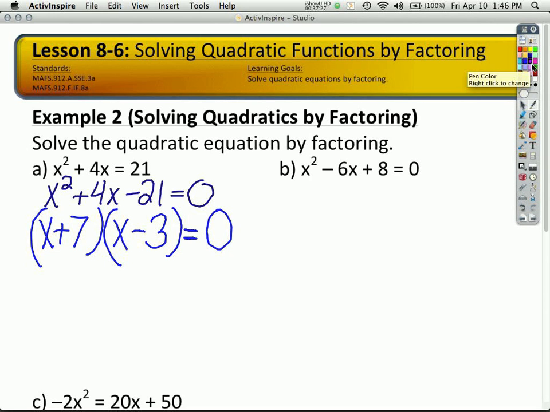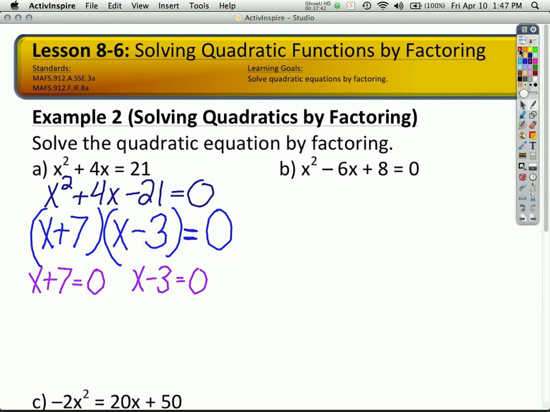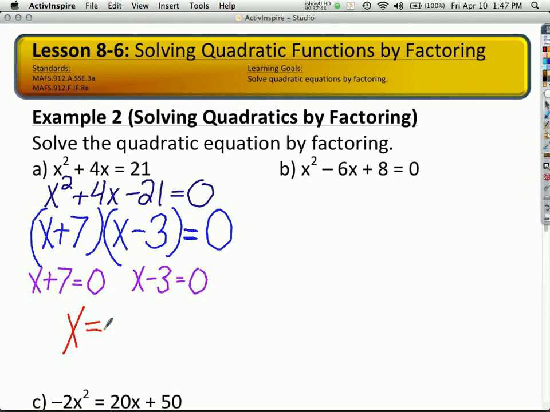Very good. Set each factor equal to 0. So we set x plus 7 equal to 0, solve that, and set x minus 3 equal to 0, and solve that. Most of you should be able to do this mentally. If you can't, that's okay, but you should move towards being able to do it mentally. And find the two solutions. What are they? What are the two solutions?